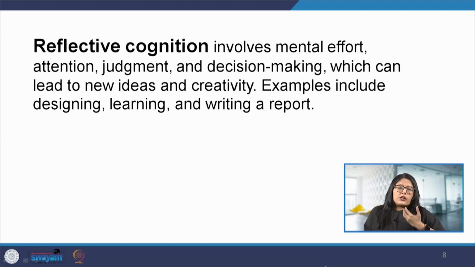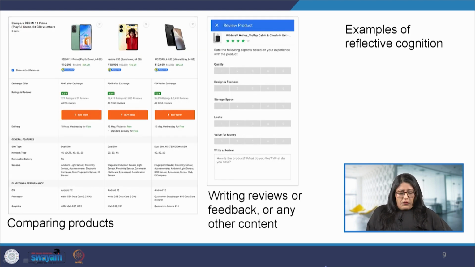We need to make a judgment and take a decision on this. So, for example, when we are writing a review or feedback, if our experience has been positive, we will search for words that will express our feeling, and similarly when it is a negative experience, we will also search for the right content to get our message across. And also when we are comparing products, we are looking at all the different factors, memory, speed, a lot of things that will determine our experience, and based on that we will take a decision.